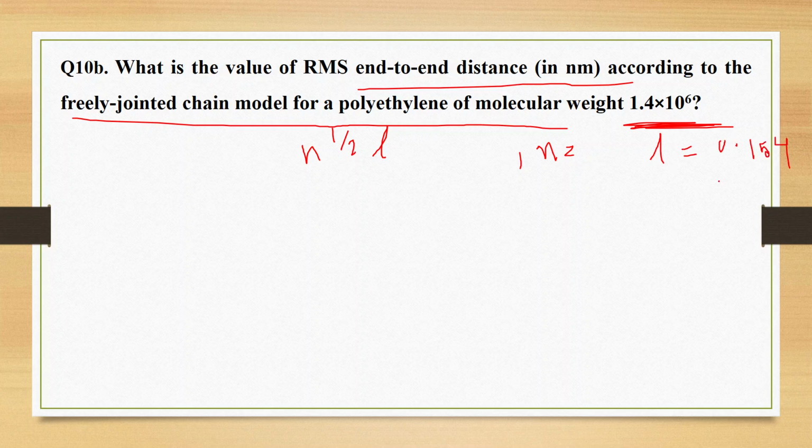0.154. In case you do not remember, I am writing it down, but make sure to remember this value, because it might be provided, but I'm not sure if it will be provided in your exam. So make sure you remember the bond distance between the CH2 units. Okay, so just calculate the RMS value, n to the power half into L. Calculate the value for n and then take its root and multiply it by L.